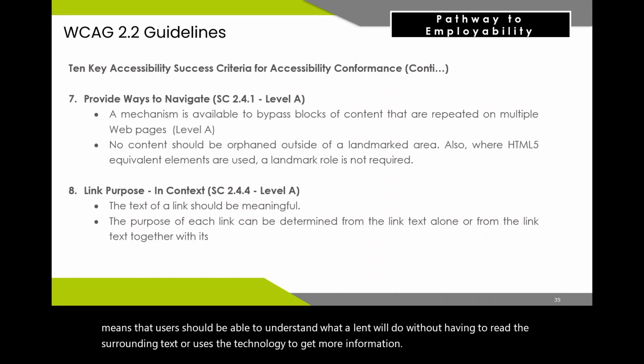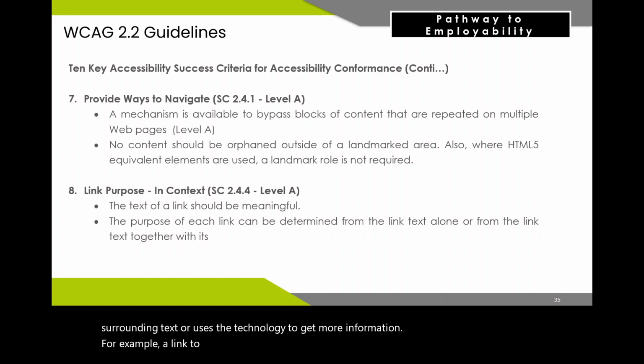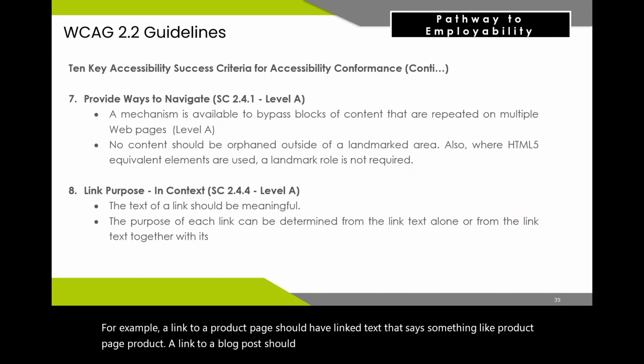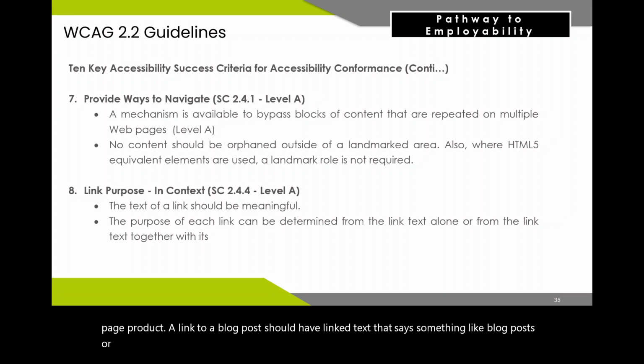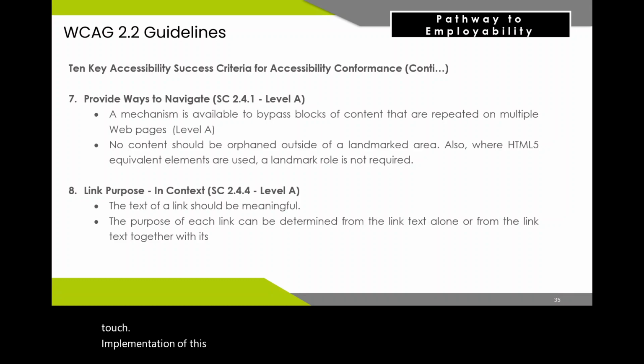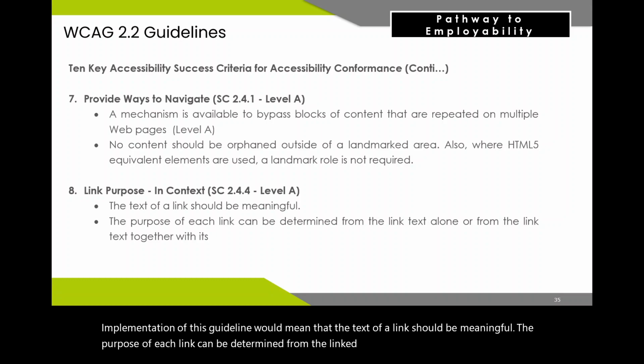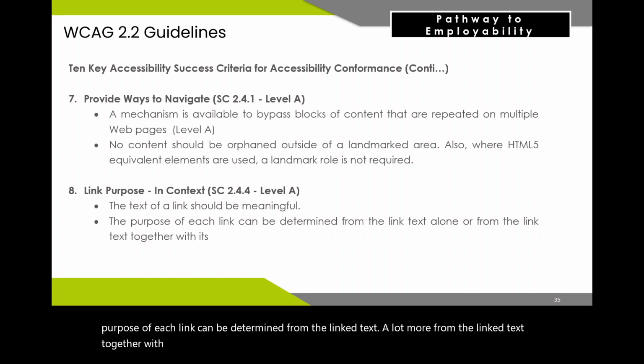For example, a link to a product page should have link text that says something like product page or view product. A link to a blog post should have link text that says something like blog post or read blog post. And a link to a contact page should have link text that says something like contact us or get in touch. Implementation of this guideline would mean that the text of a link should be meaningful. The purpose of each link can be determined from the link text alone or from the link text together with its context. When creating links, it is important that the text of a link be meaningful.